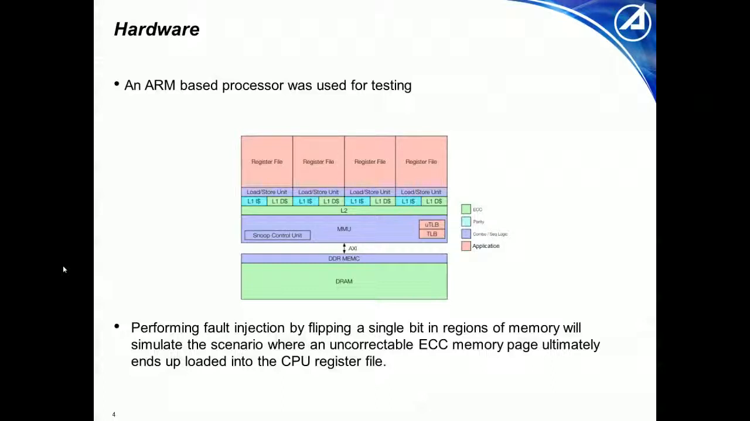So the point of the Memogressor is performing a fault injection by flipping a single bit in regions of memory that will simulate the scenario where an uncorrectable ECC memory page is ultimately loaded into the CPU register file, which could potentially propagate into GNC processing and then cause the flight computers to become unresponsive.